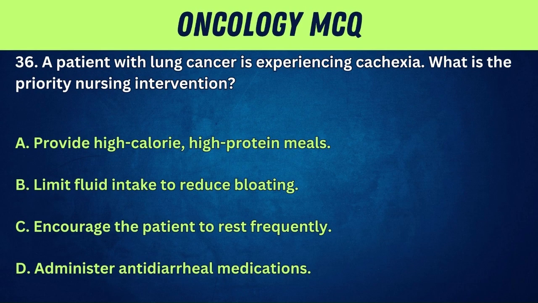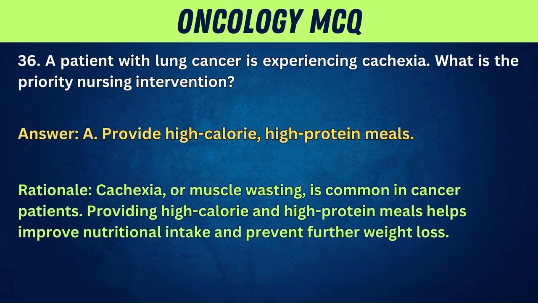36. A patient with lung cancer is experiencing cachexia. What is the priority nursing intervention? A. Provide high-calorie, high-protein meals. B. Limit fluid intake to reduce bloating. C. Encourage the patient to rest frequently. D. Administer antidiarrheal medications. Answer: A. Provide high-calorie, high-protein meals.